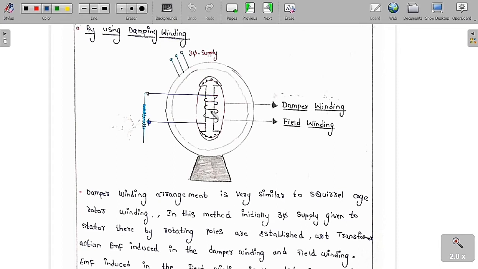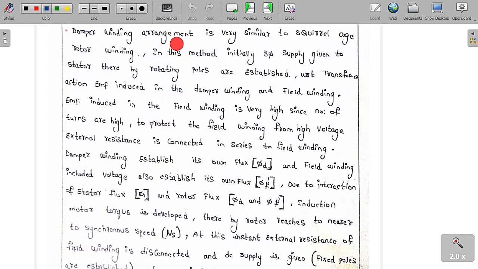The number of turns of the field winding is very high when compared to the number of turns of the damper winding. This concept I have already told you. This is called the damper winding and this is called the field winding. The damper winding arrangement is very similar to a squirrel cage rotor winding. In this method, initially three-phase supply is given to the stator, thereby rotating poles are established.